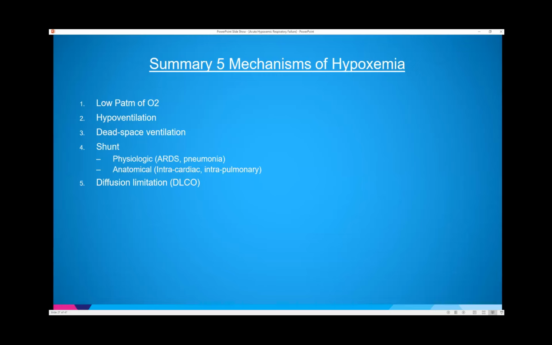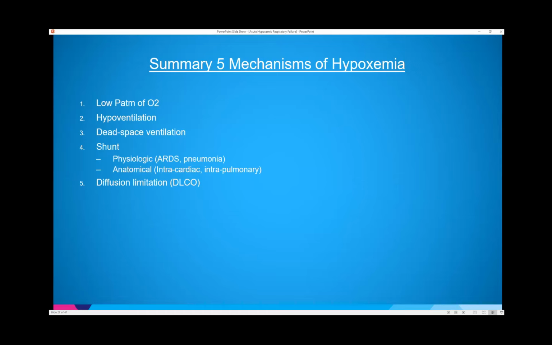Dead space ventilation. So I am ventilating a lung unit, but I'm not perfusing that lung unit. And the big one being PE, right? But there's many other causes, but PE is just the concept I want you to take home. It's blocking off the blood vessels, so I'm not able to give perfusion to that ventilated unit. Shunt, I'm perfusing a lung unit, but it's filled with pneumonia or ARDS or blood. So I'm not able to get gas exchange. That's a shunt physiology. And then diffusion limitation.